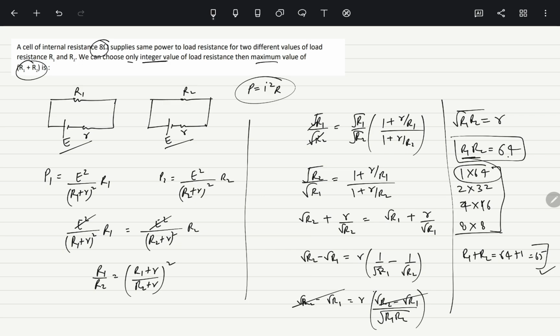Okay. So that was it. So that is the maximum value of R1 plus R2.